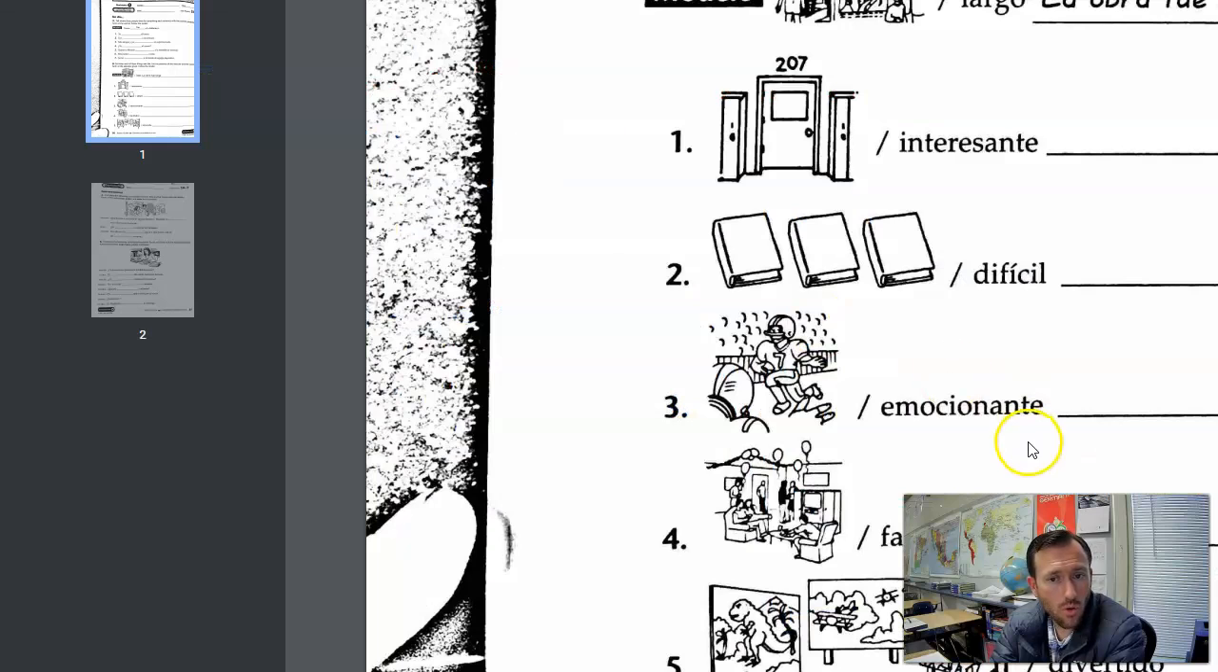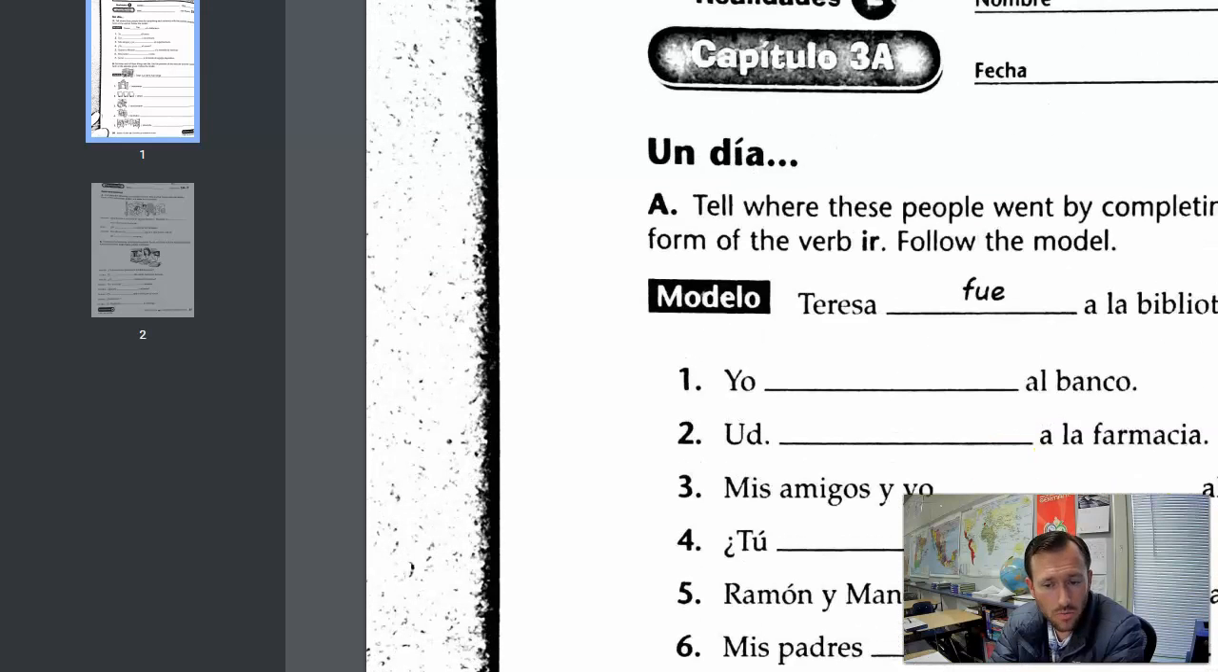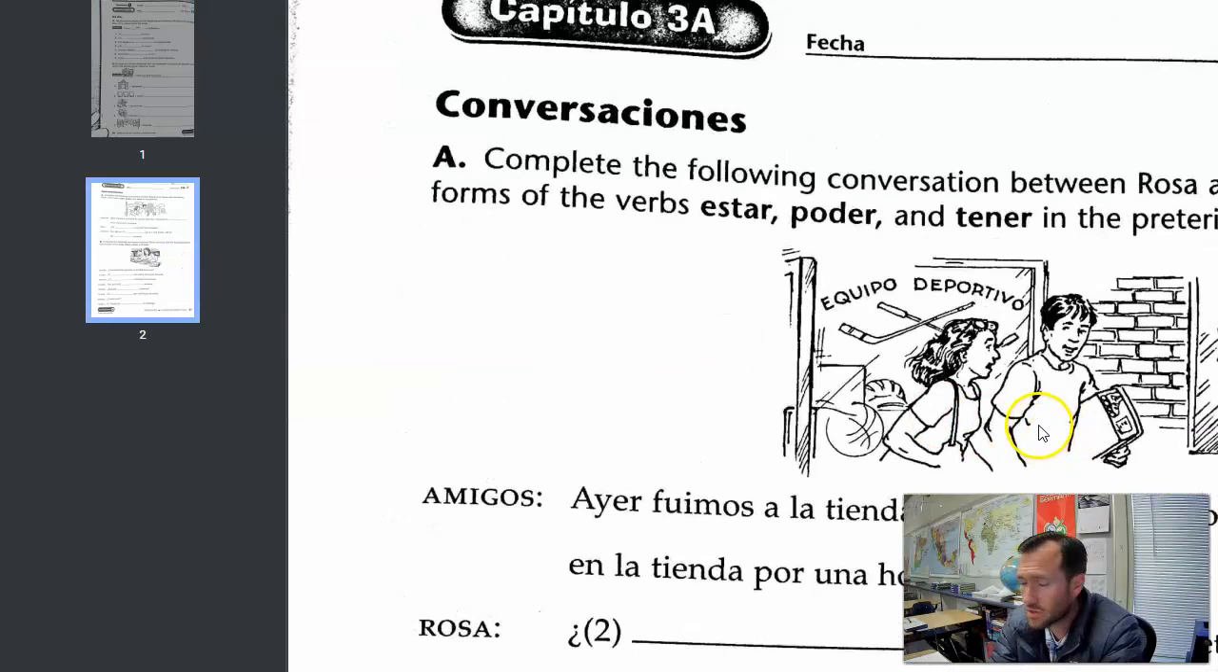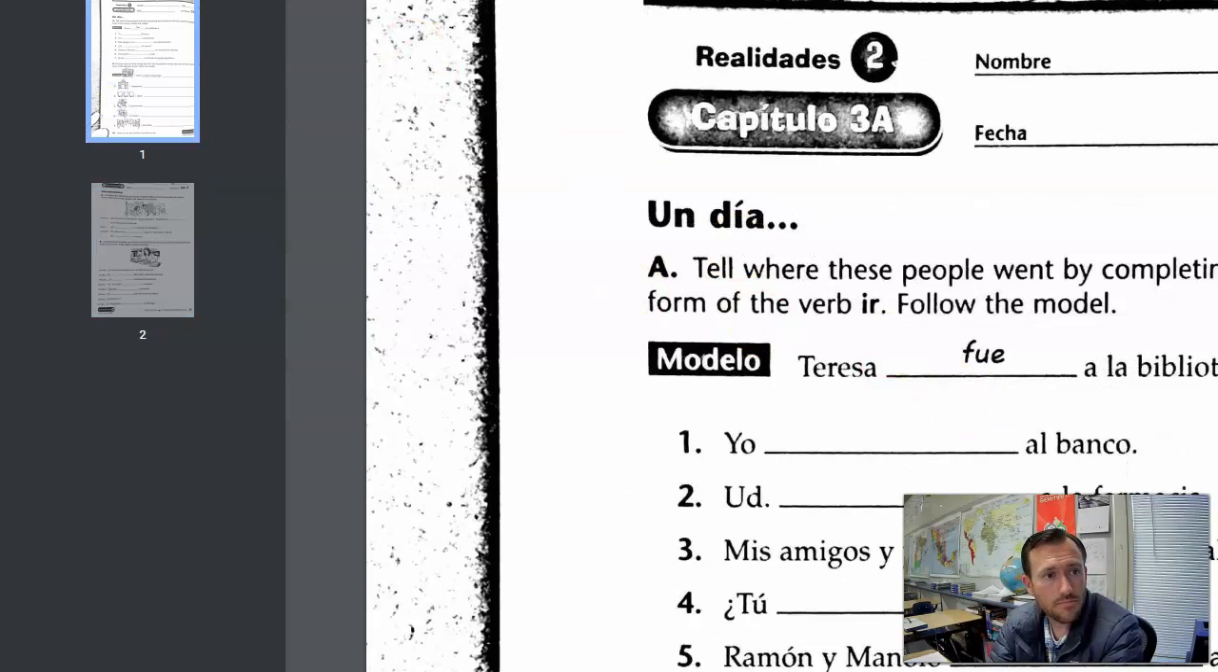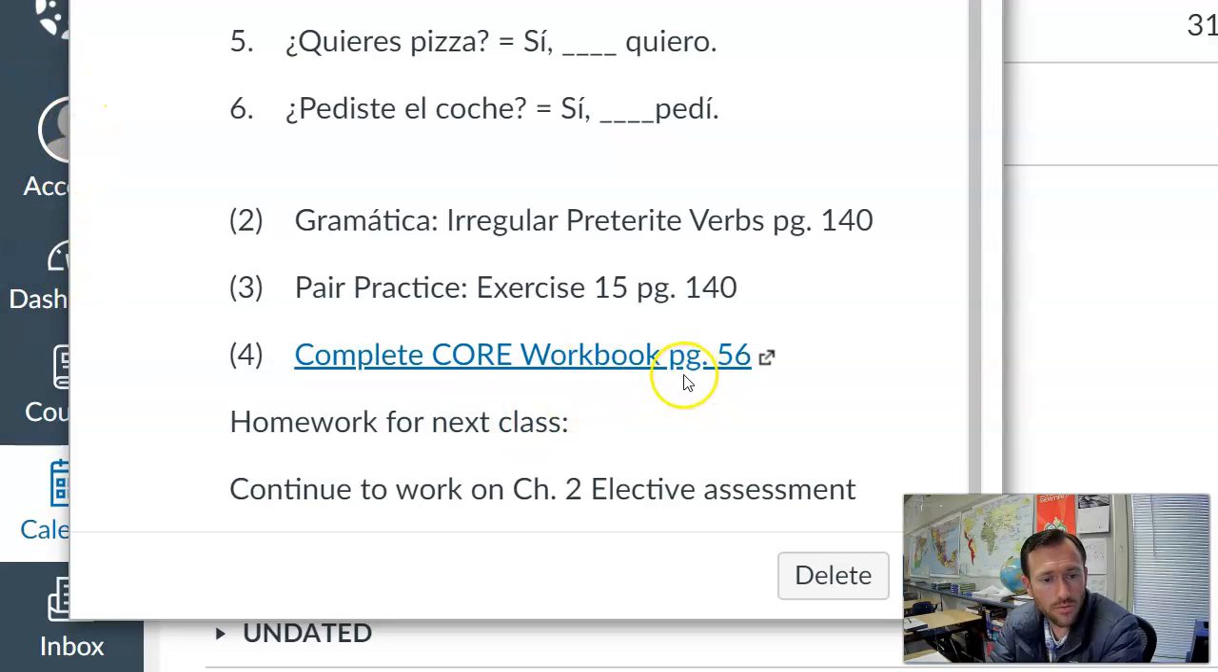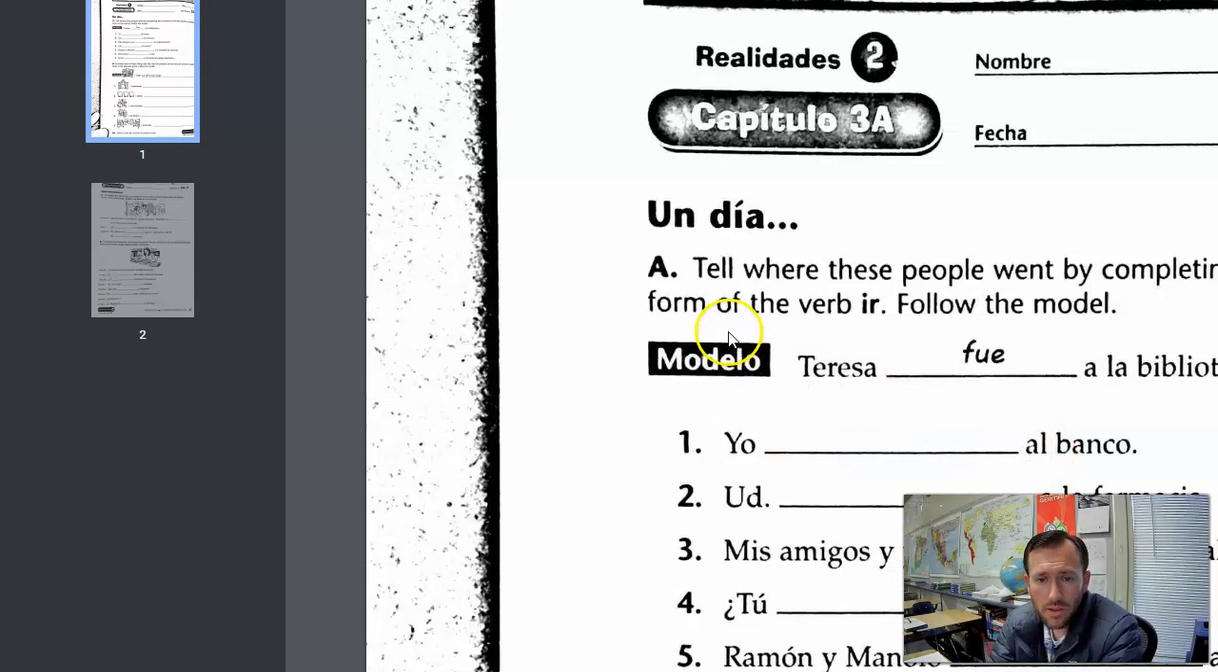The only other thing we have is core workbook page 56. There are 2 pages in this document, 56 and 57. Don't touch 57 yet. That will be corresponding with the notes that we'll take next class. So only 56 for right now. You can find a PDF copy of core workbook page 56 right here in the calendar. Pretty straightforward for part A. You guys are just filling in the blanks with the correct form of ir. All of these are using the verb ir because they're referencing going to places. So, for example, Teresa fue a la biblioteca, yo fui al banco, usted fue a la farmacia.